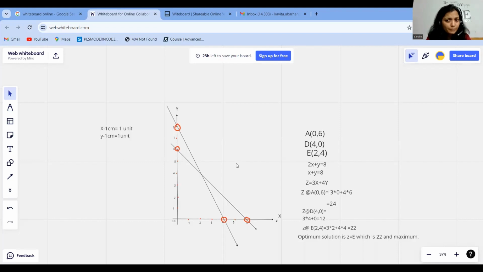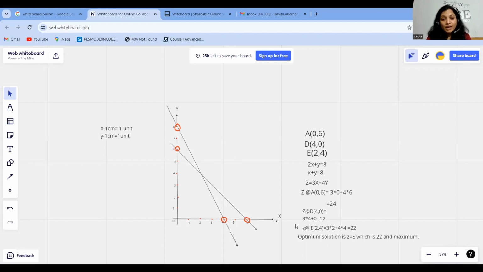Now I hope you got how to plot this. Okay, if graph paper is available, you can draw it on graph paper. If not, you can draw it very easily directly on paper, on an answer sheet or on an A4 size notebook paper. Here the scale is very easy: for 1 centimeter we have taken 1 unit, the same for x and y axis.